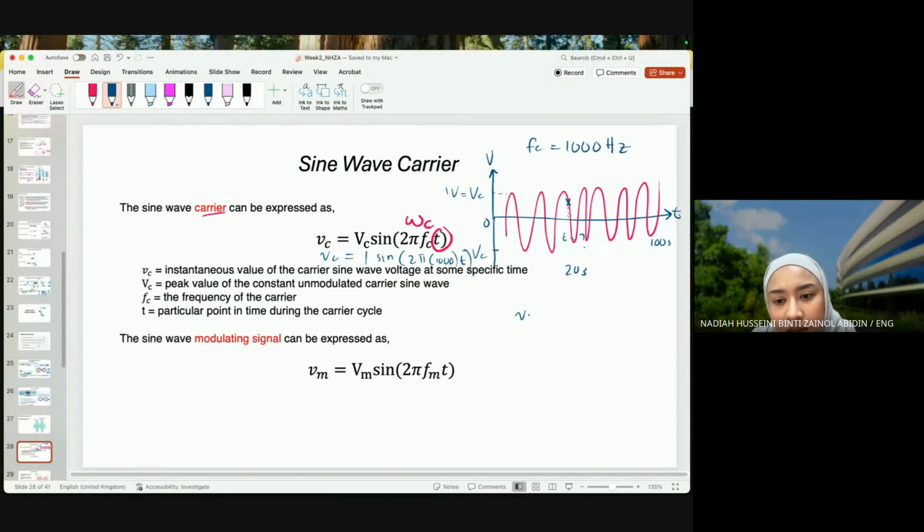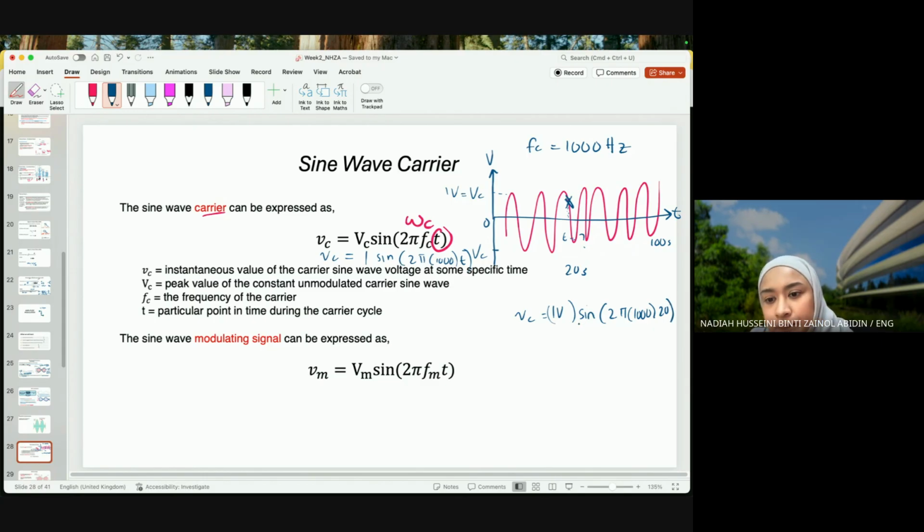So I plug in: V_c is 1 volt, sin(2 pi 1000 t), and I want to know the value of v_c at this particular point, so t is 20 seconds.